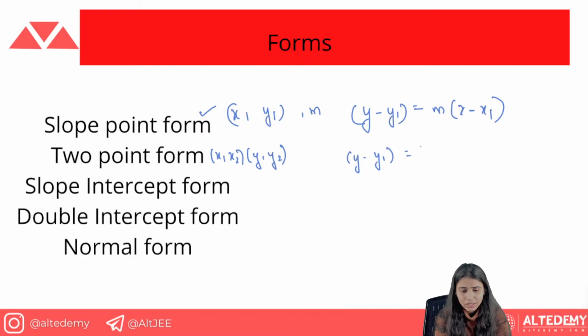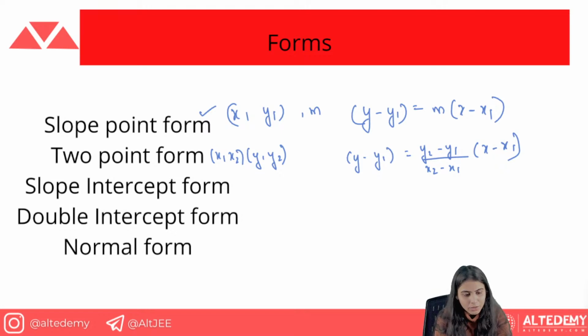Here we will just calculate that by the two point form, that is (y2 minus y1) upon (x2 minus x1) and x minus x1. So it is basically the same thing. What are we doing here? We are just directly writing the formula of m in the equation when we had two points.